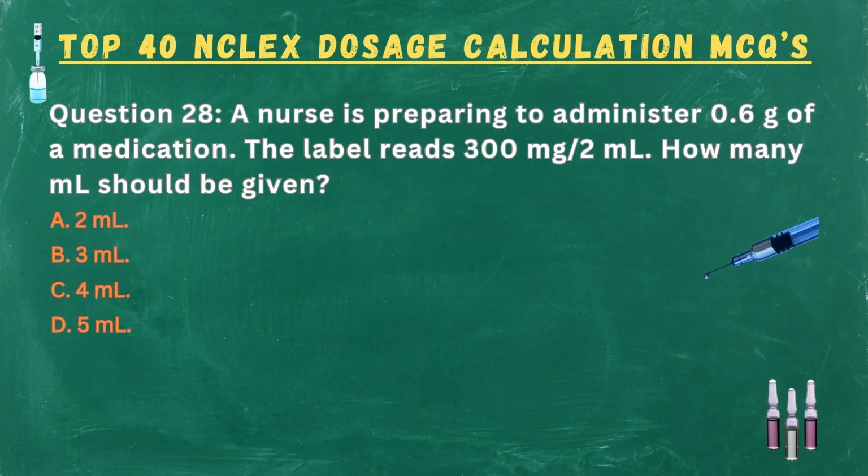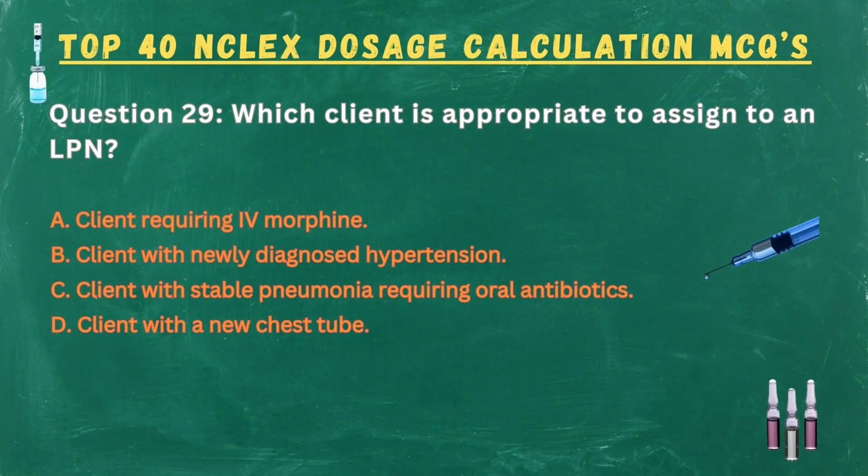Question 28. A nurse is preparing to administer 0.6 g of a medication. The label reads 300 milligrams per 2 milliliters. How many ml should be given? A. 2 milliliters. B. 3 milliliters. C. 4 milliliters. D. 5 milliliters. Answer: C. 4 milliliters.